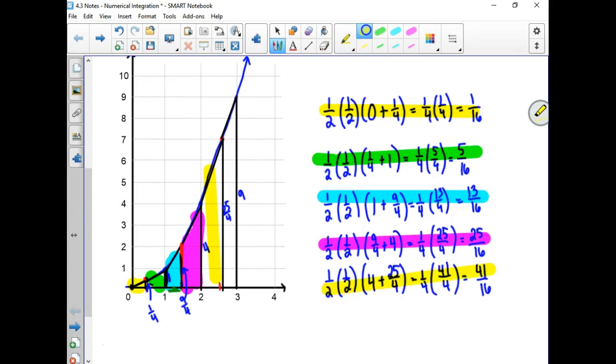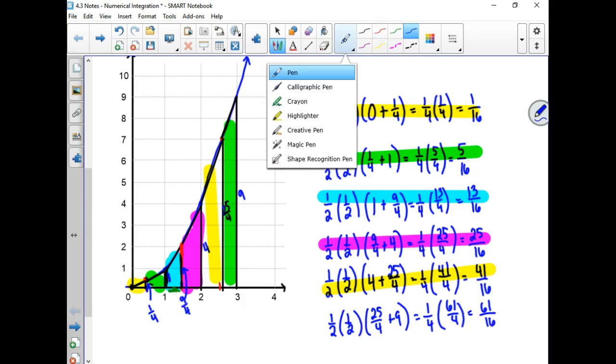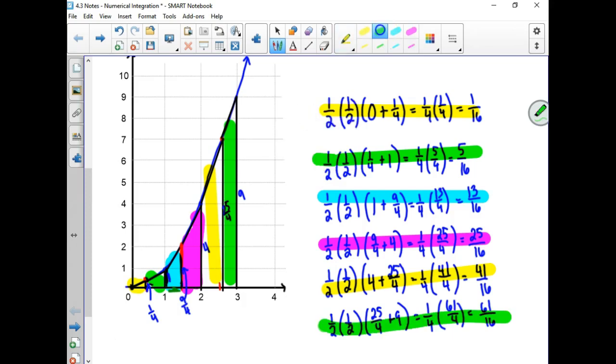Let's see, hold on, let me highlight that one. Then our last trapezoid that we have here is going to be 1/2 times 1/2 times 25 over 4 plus 9, which is going to be 1/4 times, see, 9 times 4 is going to give you 36, plus the 25 is going to give you 61 over 4, so we get 61 over 16 here. So that is the area of our final trapezoid.